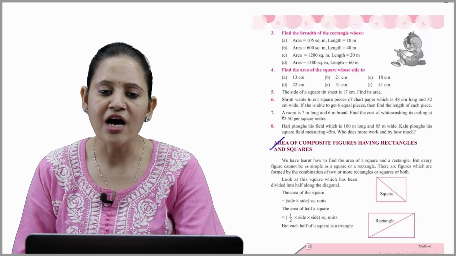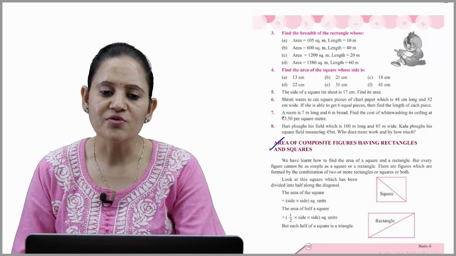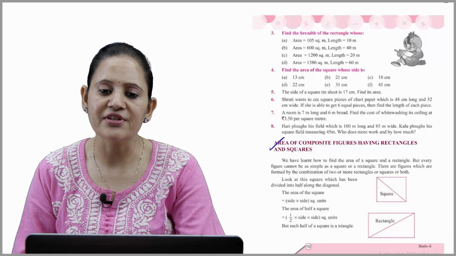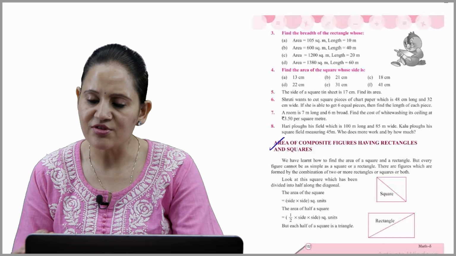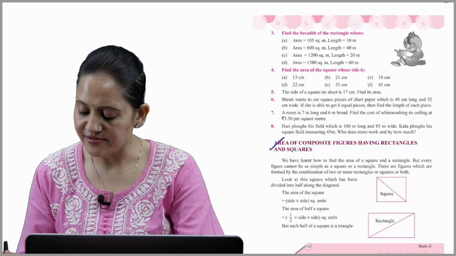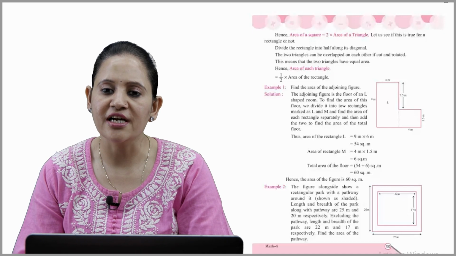So area of half square is equal to 1/2 into side square unit, but each half of the square is a triangle. So इसने क्या किया है? जो diagonal है इसको 2 triangle में divide कर रहा है. Hence the area of square is equal to 2 into area of triangle.